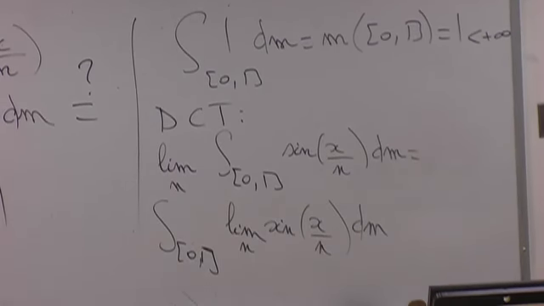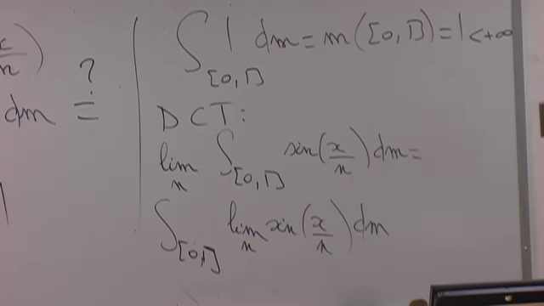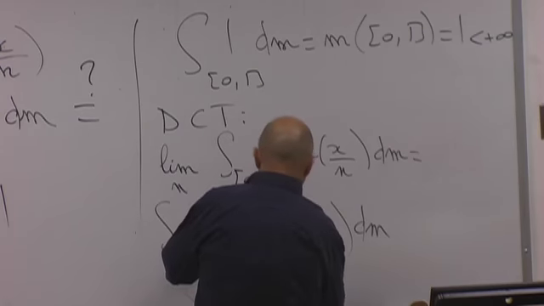So for a fixed x, what's the limit of sine of x over n? 0. Okay, x over n goes to 0, sine of 0 is 0. So we are integrating 0, and the whole integral is 0.